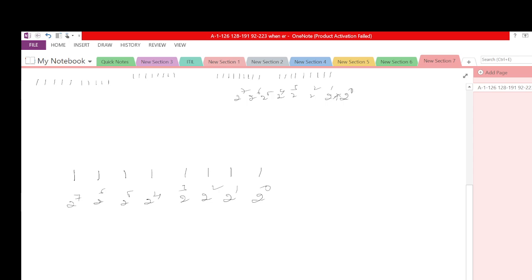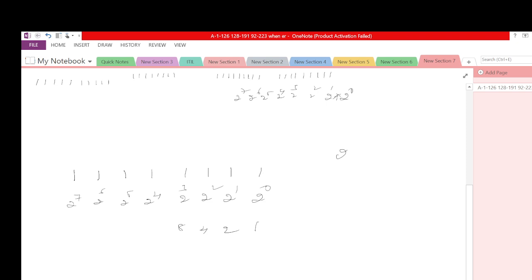So 2 to the power of 0 means what? It is 1. 2 to the power of 0 is 1. 2 to the power of 1 is 2. 2 to the power of 2 is 4. 2 to the power of 3 is 8. 2 into 2 into 2. 2 2s are 4, 4 2s are 8. Understood? And 2 to the power of 4.